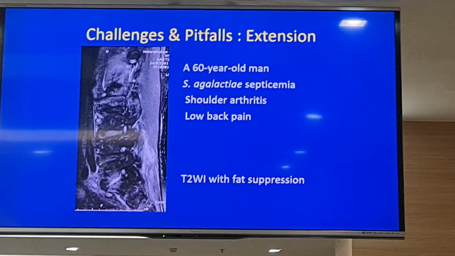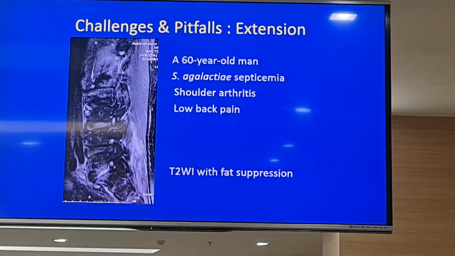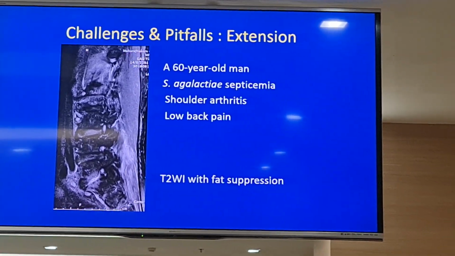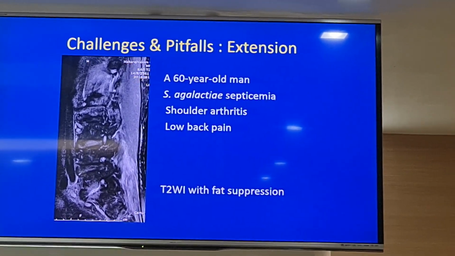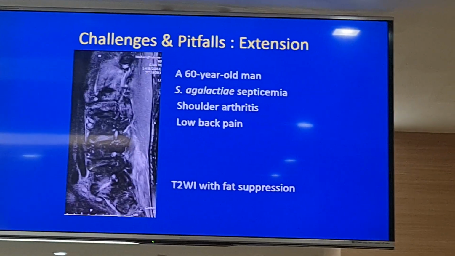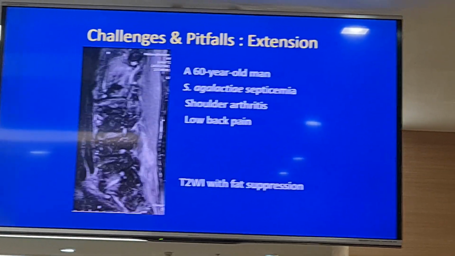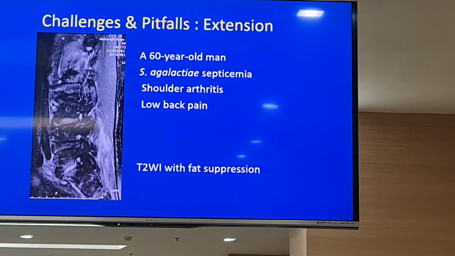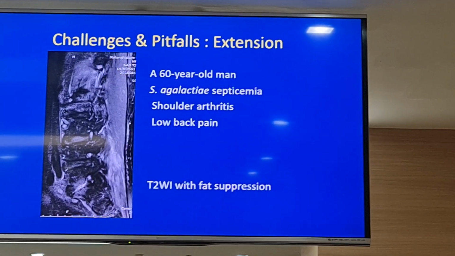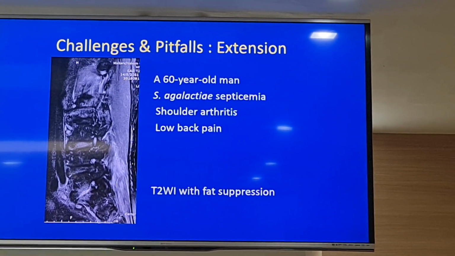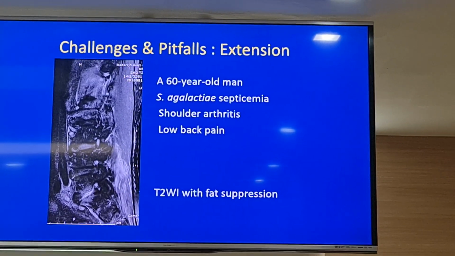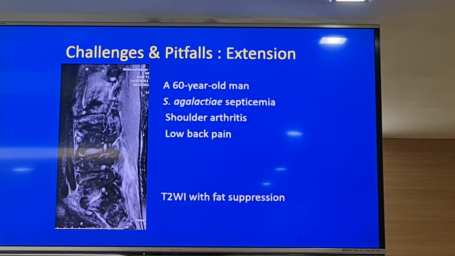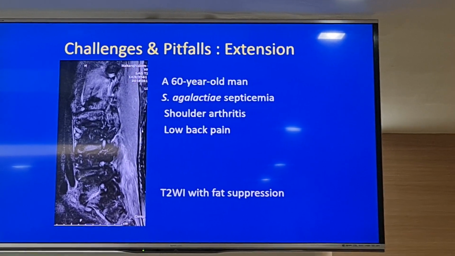Okay, all right. Another thing we have to be concerned about is that one mechanism of infectious disease is hematogenous spreading, so it's very important to assess all the disease burden in the body. This patient has septicemia. Septicemia means you have infection with positive blood culture, meaning infectious disease spreads around in your blood. He already has shoulder arthritis, and he also has low back pain.